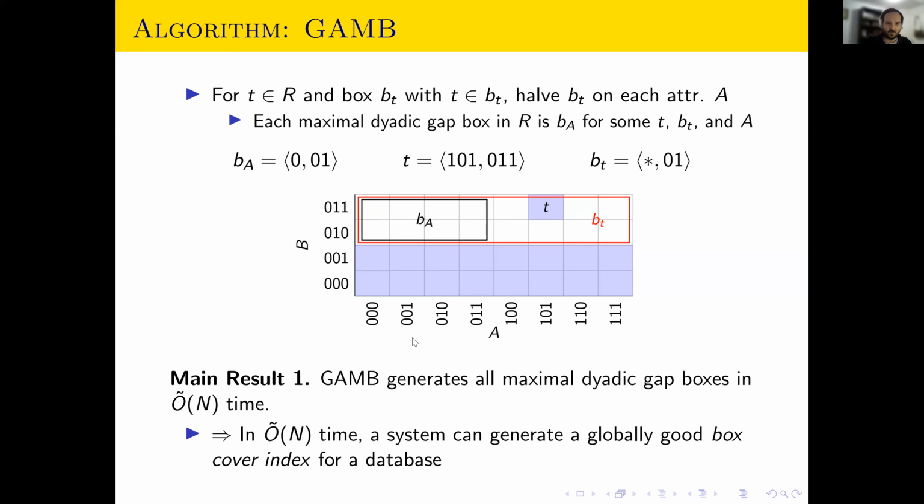This yields our first main result, which is that GAMB generates all maximal dyadic gap boxes in tilde-O of n time. One interpretation of this result is that in tilde-O of n time, a system can generate a globally good box cover index for a database.